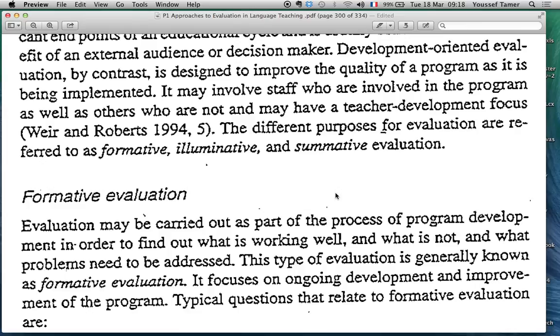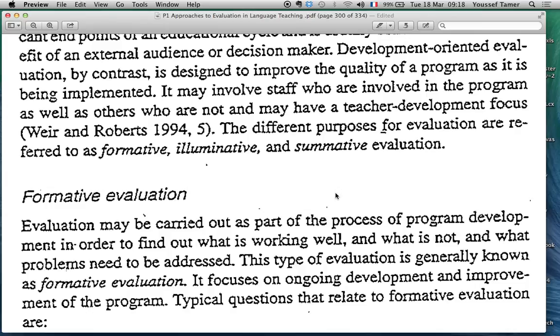Yunus, you are not talking about which comes first, which comes second. You are talking about which is better. They are both good, I know, but that's why I'm using the word better. Accountability is good. We can differentiate between the two according to the audience. The development-oriented one is for the teachers, mainly, but the accountability is for the funders.